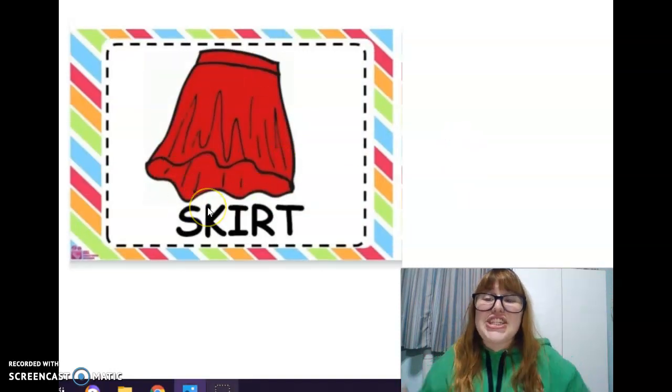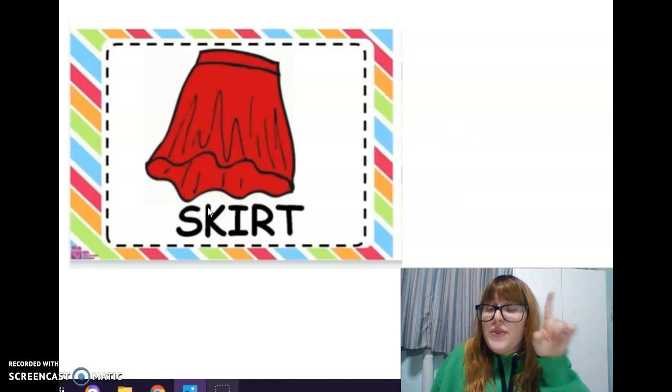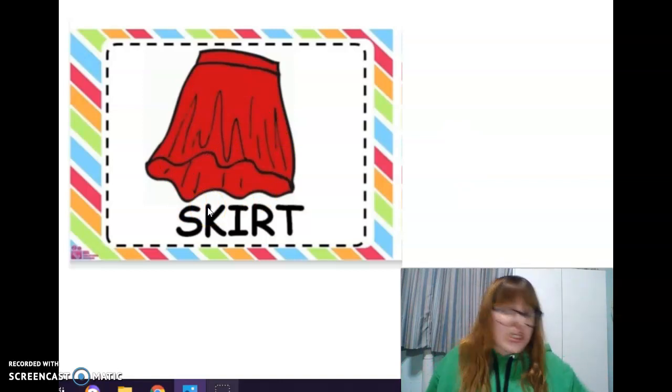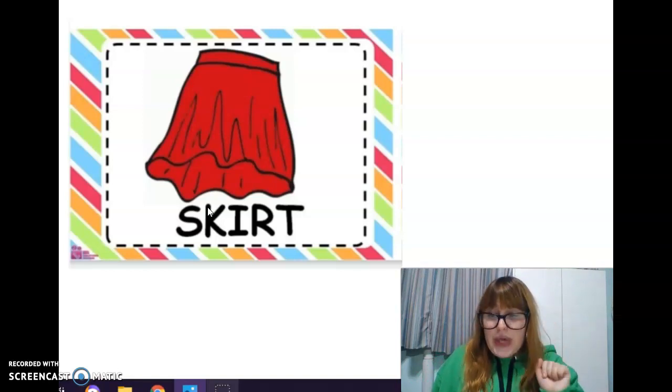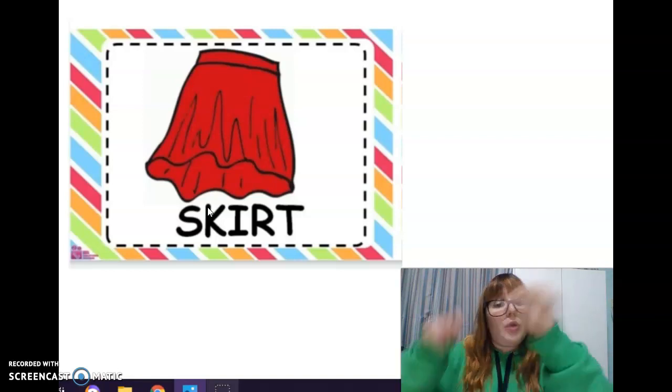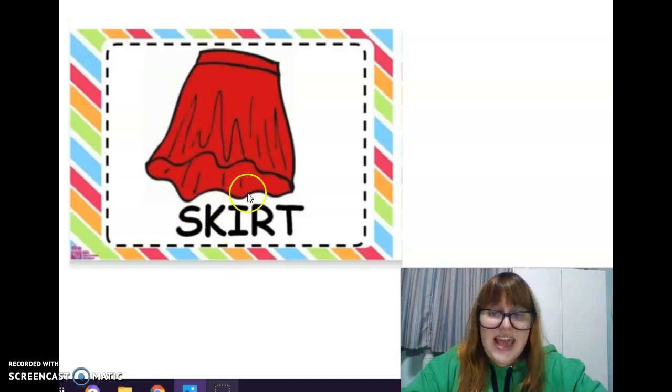Then we have a skirt. Bien, be careful with the pronunciation. Tengan cuidado con la pronunciation. A skirt. How is it? A skirt, okay? Who is wearing a skirt? ¿Quién le gusta usar una skirt? Lo pueden dejar en los comentarios de abajo, okay?